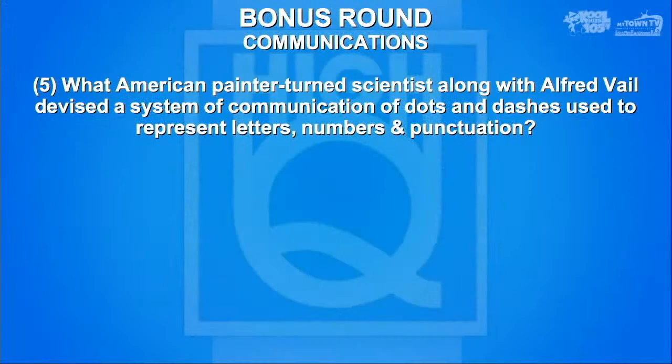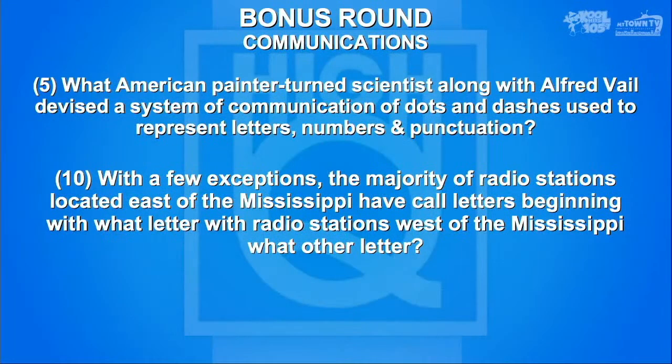And the category is communications. What American painter turned scientist, along with Alfred Vail, devised the system of communication of dots and dashes to represent letters, numbers, and punctuation? Morse is right for 5. Now, for 10. With a few exceptions, the majority of radio stations located east of the Mississippi have call letters beginning with what letter? With radio stations west of the Mississippi, what other letter?